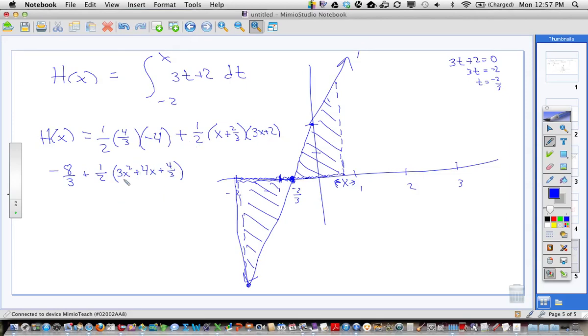Okay, now let's distribute that half through there. That would be 3/2 x squared plus 2x plus, what's half times 4/3? Half times 4/3? 2/3. Okay, now I can add my negative 8/3 plus my 2/3. There we go. 3/2 x squared plus 2x minus 6/3, which is minus 2.